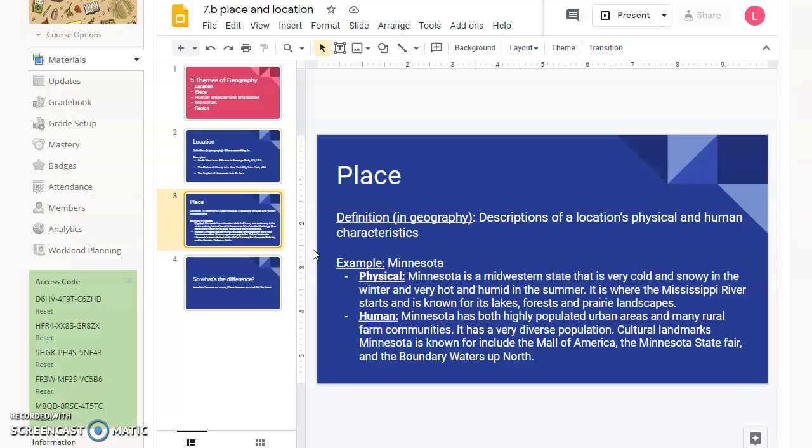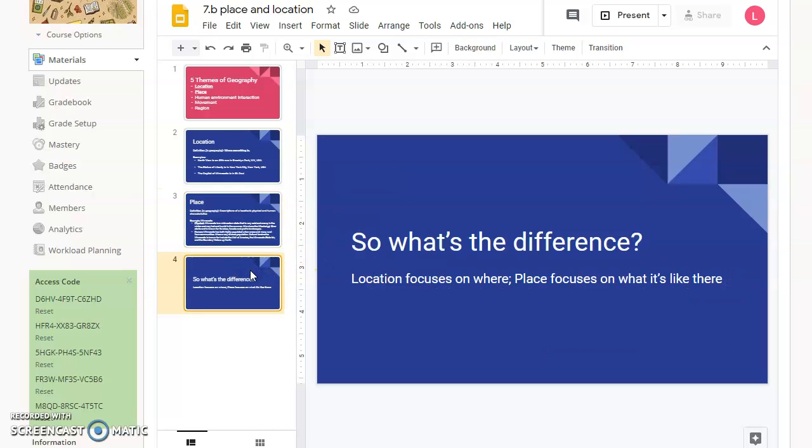Now our human characteristics would be that Minnesota has both highly populated urban areas and many rural farm communities. So we have the big city and the kind of spread out farm country areas as well. It has a very diverse population. Cultural landmarks Minnesota is known for include the Mall of America, the Minnesota State Fair, and the Boundary Waters up north. So what's the difference between location and place?